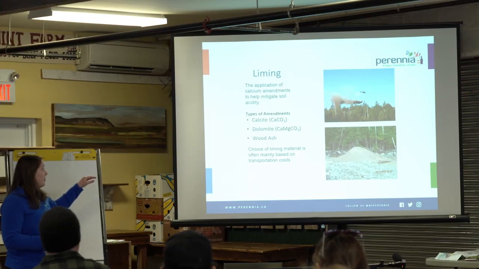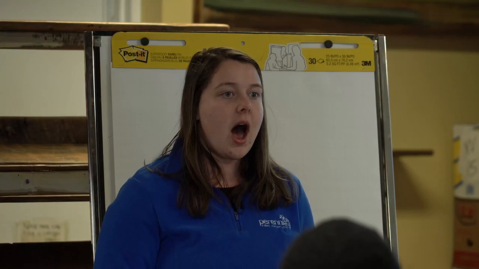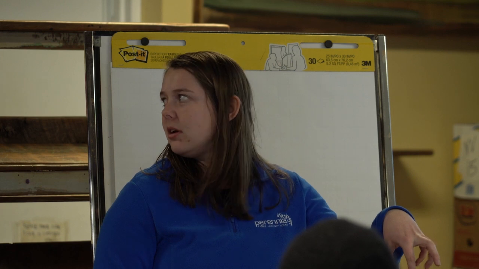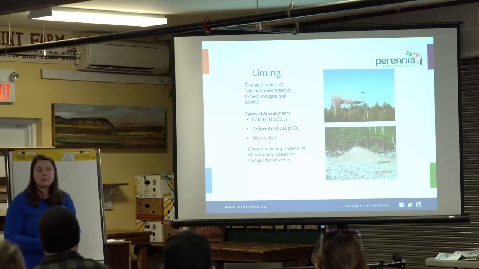There are other liming agents, such as wood ash and others, and a lot of times the liming amendment that you choose is largely based on transportation costs, so that's something you have to look at too. Because there are only two places in Nova Scotia that you can get lime from. One's Mosher Limestone in Upper Musquodoboit, and then Antigonish Lime in Antigonish.